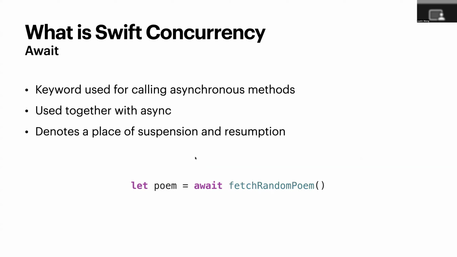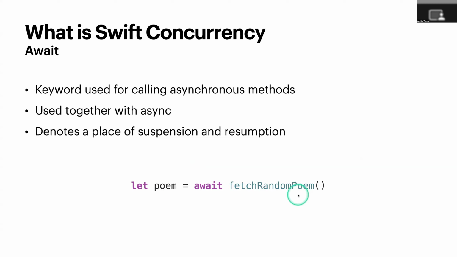Now we use async in conjunction with await. So whenever you see async, you've got to think about await. When you see await, you've got to think about async. These are two inseparable things. Await is a keyword that we use when we're calling asynchronous methods. So it's used together with async, and again, it's used at the call site.